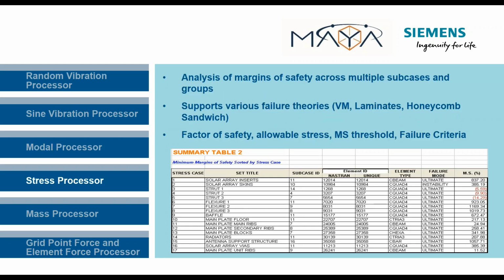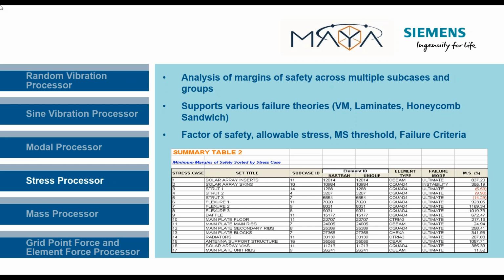And one of them is the typical stress processor. I think this is one of the most useful tools of the toolkit, really, to be able to extract the margins of safety for different failure theories. Von Mises works, for laminate, to look at first ply failure, for instance, or honeycomb sandwich instabilities.